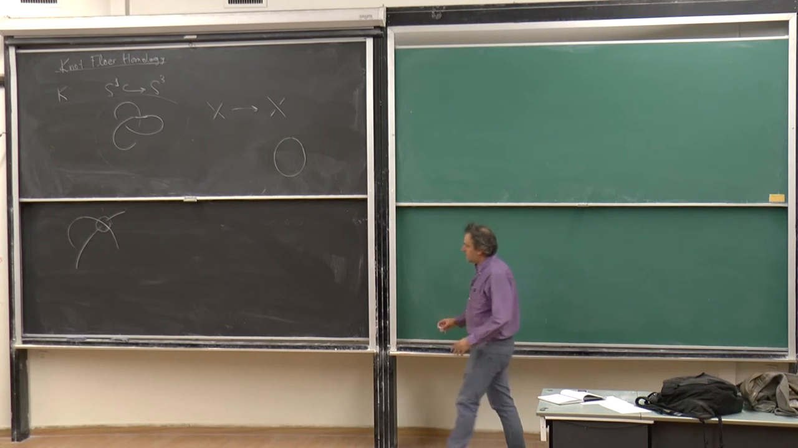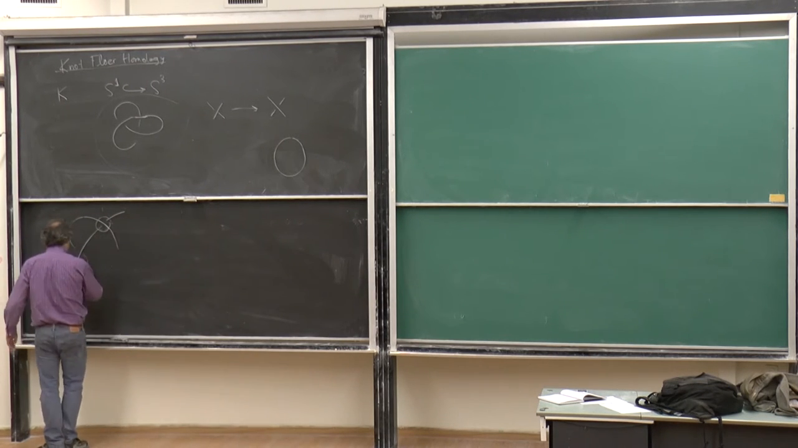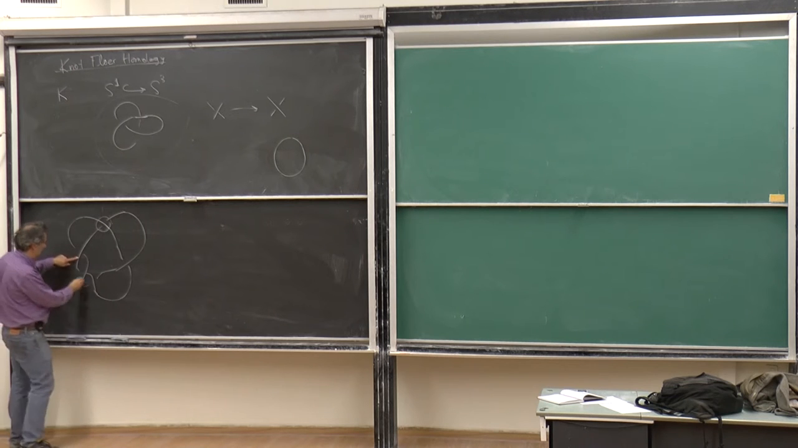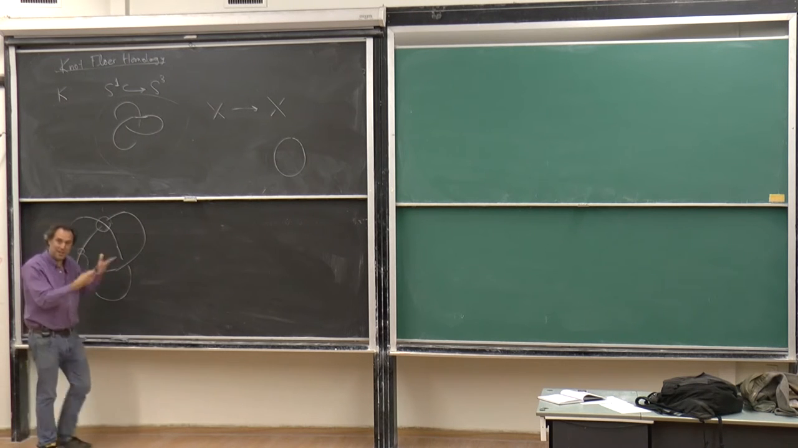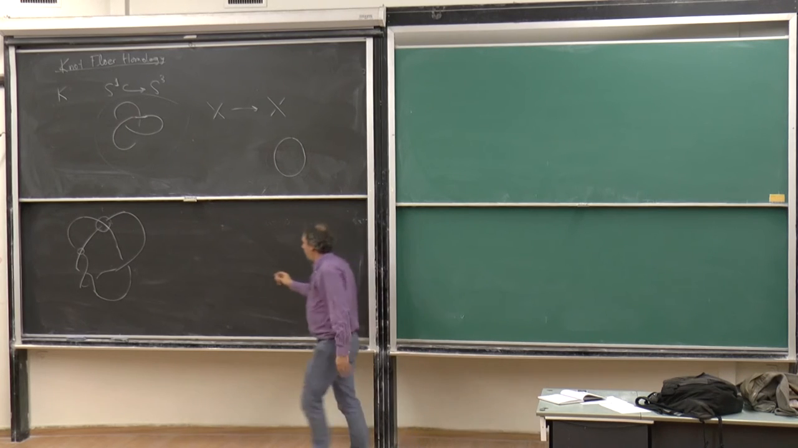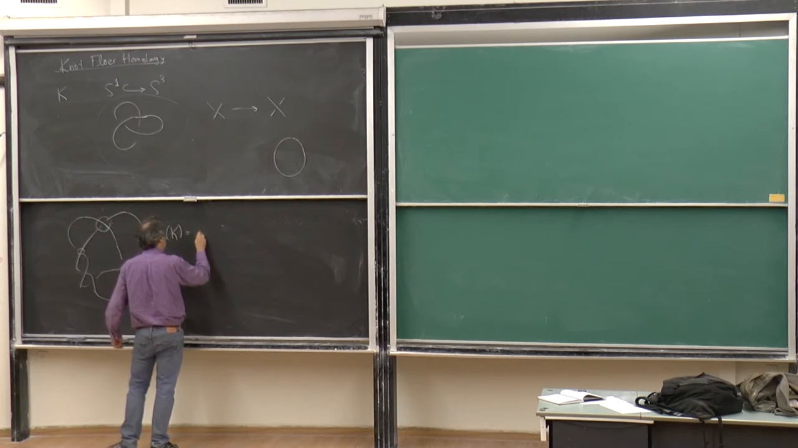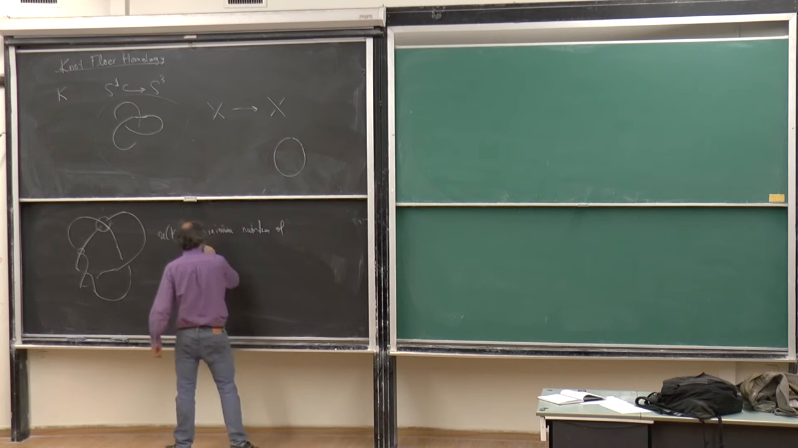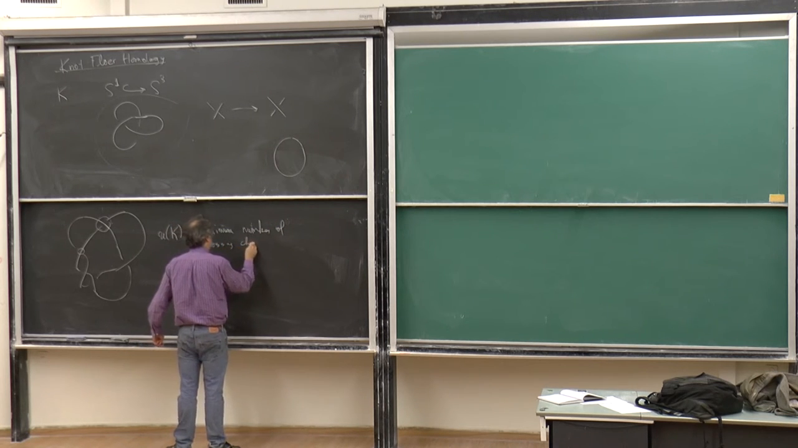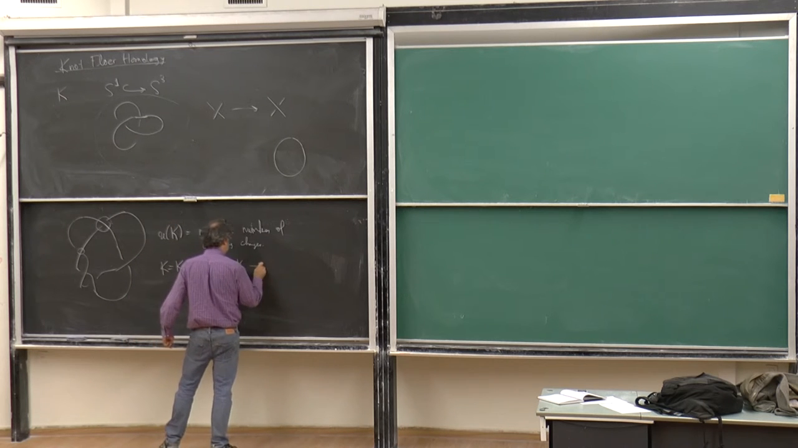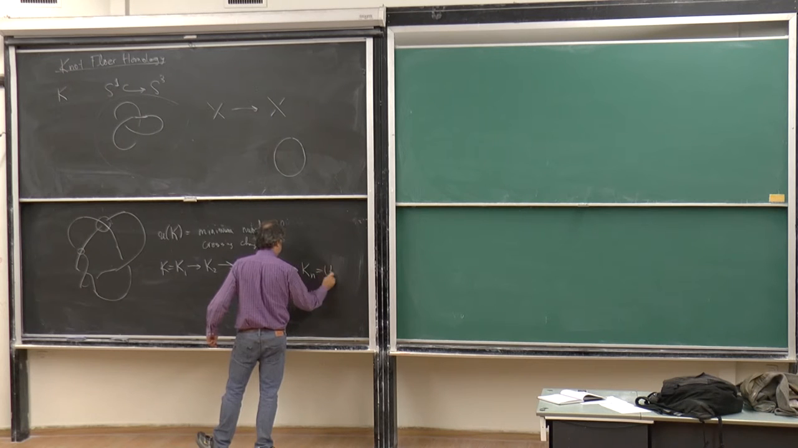And if I draw some picture of a knot, you might think of the unknotting number of that picture to be the minimum number of crossings there that you need to change to get to the unknot. But I don't want to restrict myself in that way. So I'm going to think of my knot as living somewhere in three-dimensional space, and we're going to define the unknotting number of K to be the minimum number of crossing changes. So I start with K, which is my first knot K1, and then I change it to K2, to K3, to Kn, the unknot.